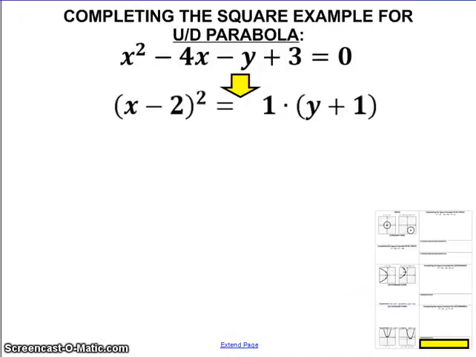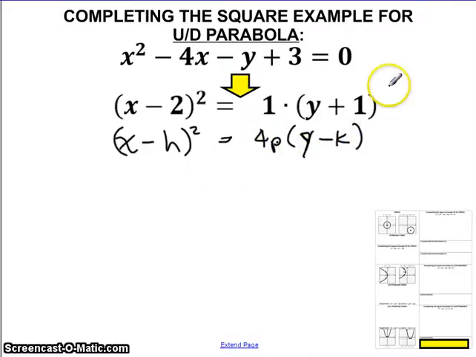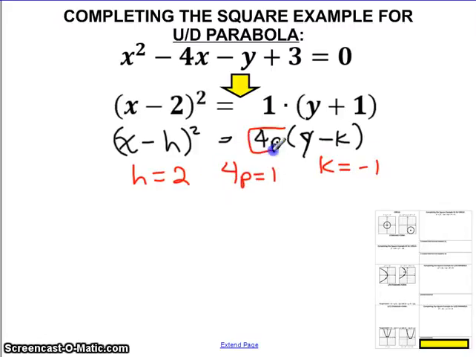All right, let's try this again with an up and down parabola. So again, we came up with this equation from completing the square. And this time we see that we have x squared, which tells us it's up and down. I'm going to write the standard form equation here. Oops, we want 4p here. And then y minus k. And so we can tell now that h is equal to 2, k is -1, and 4p equals 1. That means p is 1/4.